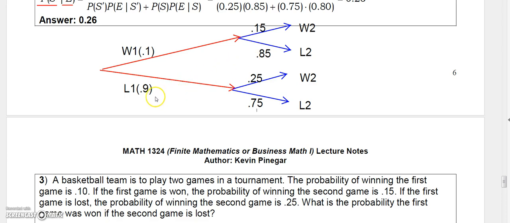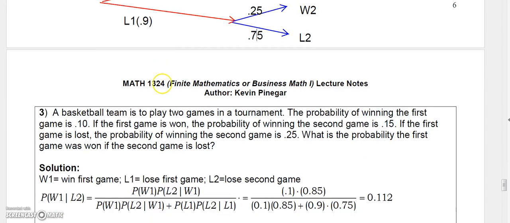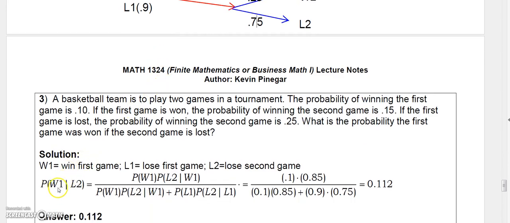Then it says if the first game is lost, so if we follow this path, then the probability of winning the second game is 0.25, and then if you subtract that from 1, that tells us the probability of losing the second game given that we lost the first game is 0.75. So now what I wanted to get was the probability of win 1 given lose 2.